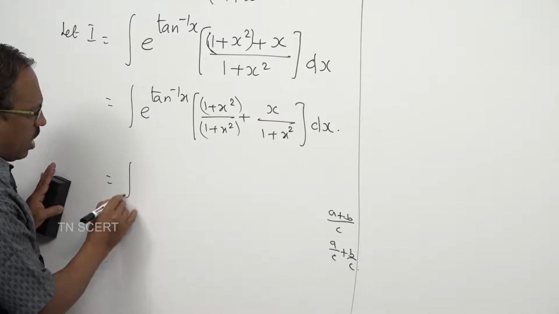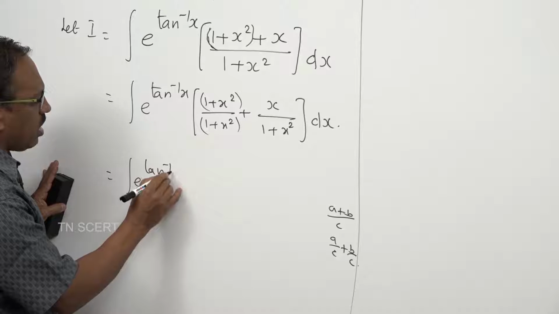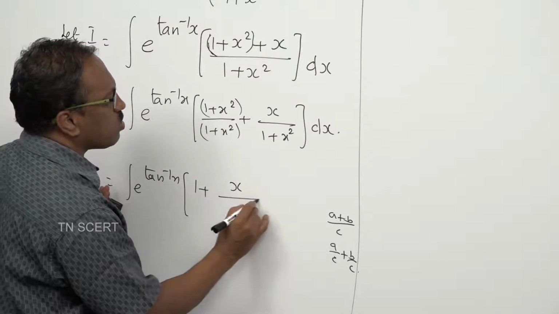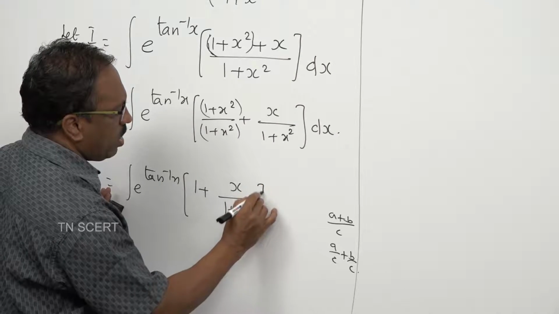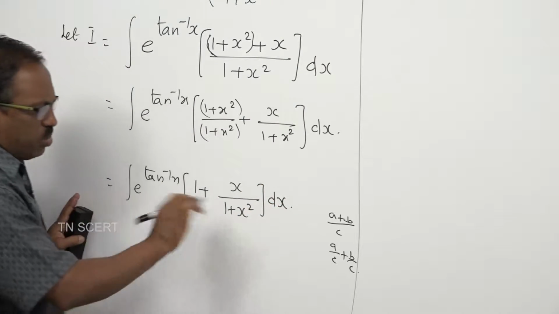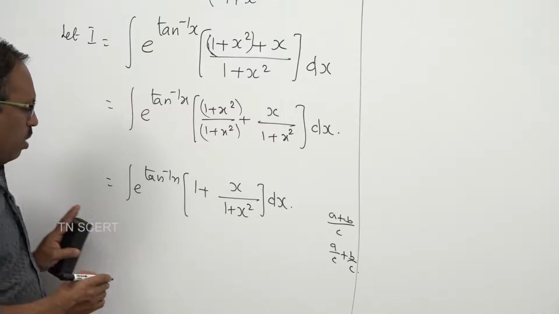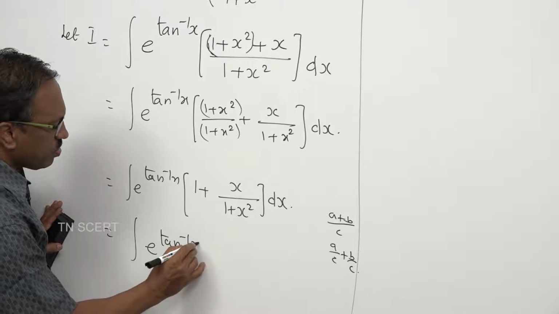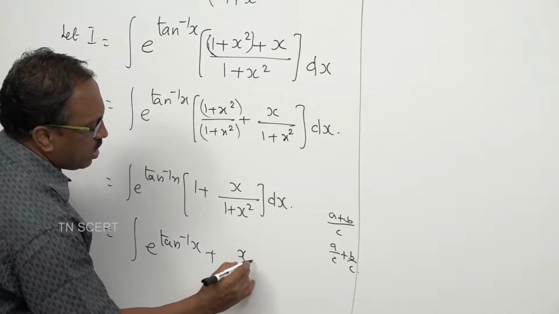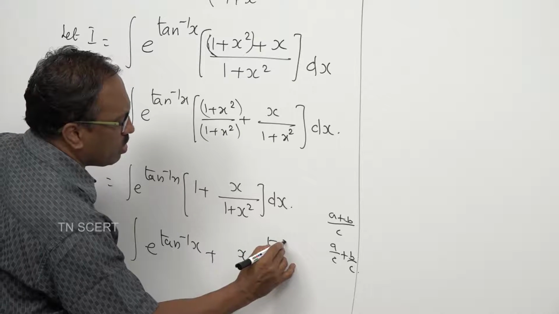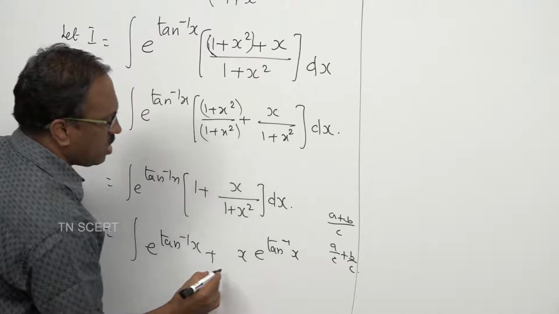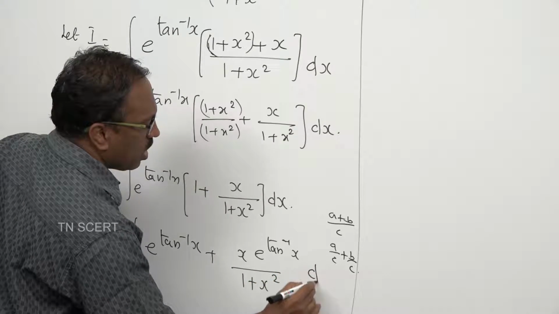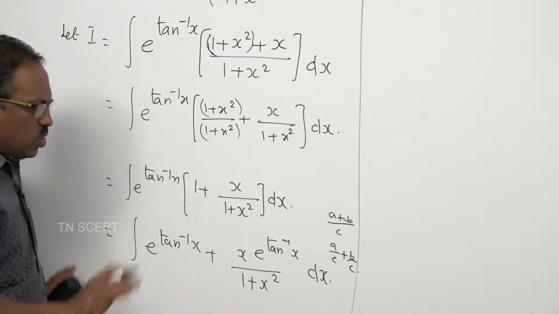So, integral e power tan inverse x, bracket, 1 plus x by 1 plus x square, dx. Just multiply, what happened? E power tan inverse x plus x into e power tan inverse of x by 1 plus x square, dx. Like this we have the term.